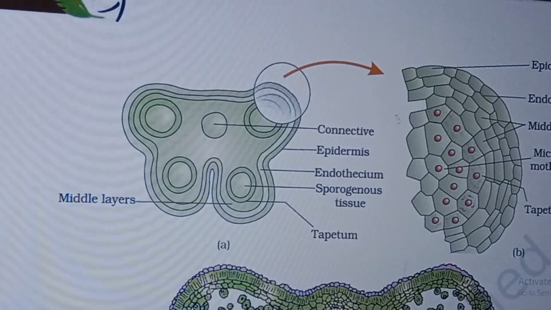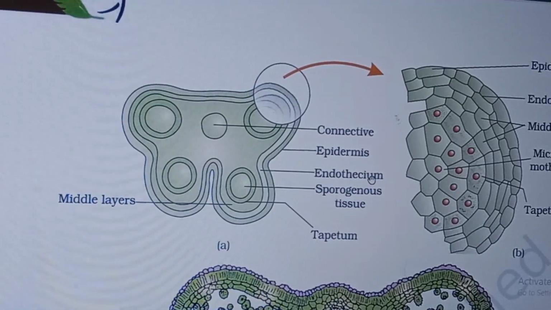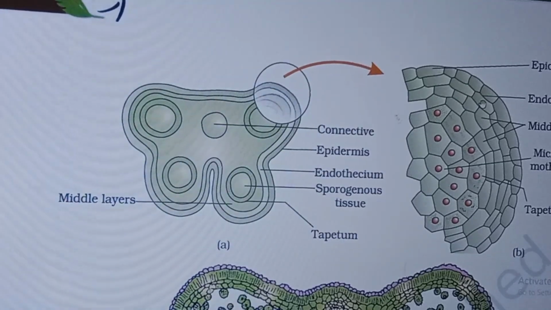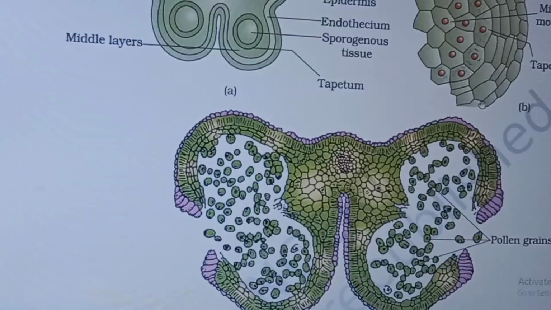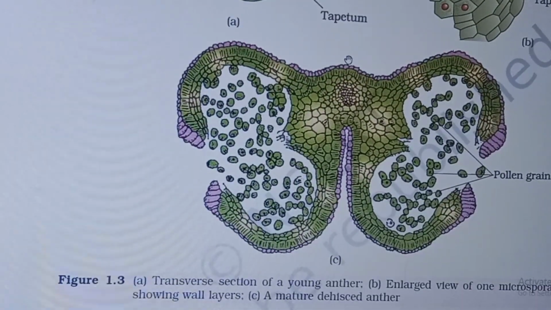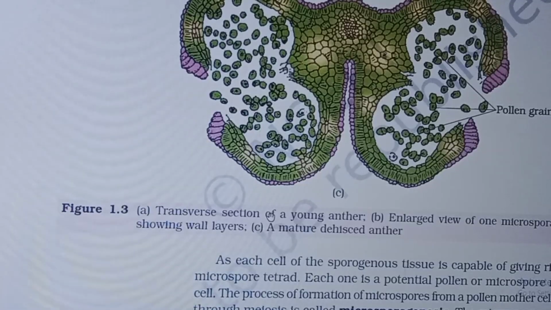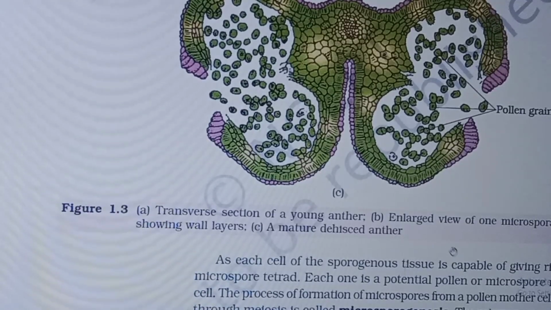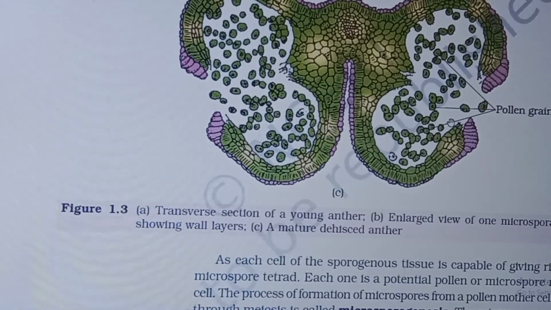These are the diagrammatic views. I already explained these two diagrams, and this is the third diagram. These are the pollen grains. A is the transverse section of the young anther, B is the enlarged view of the microsporangium showing wall layers, and the third is the mature dehisced anther.